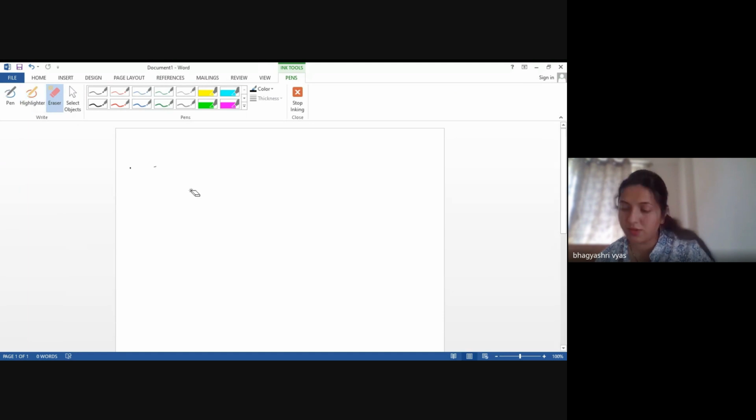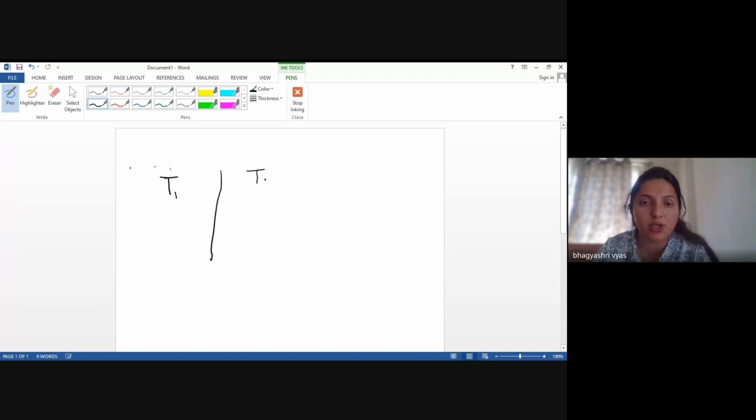So suppose we are having two transactions. My screen is visible, everyone? If I'm writing something, is it visible? T1 is the first transaction, and the second transaction is T2. Here we are talking about concurrency control.